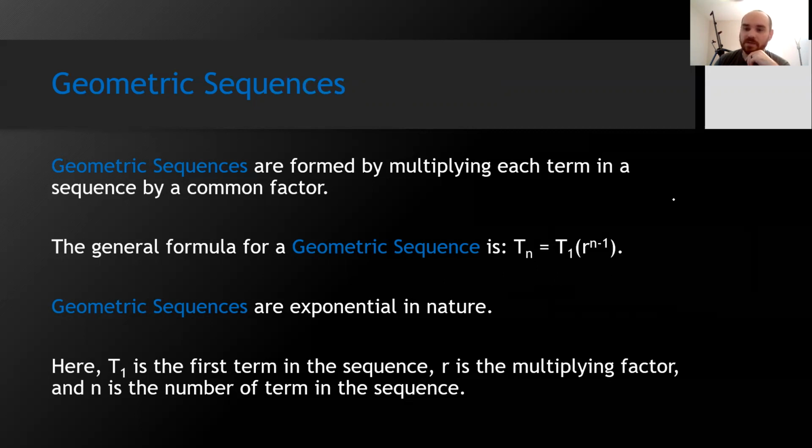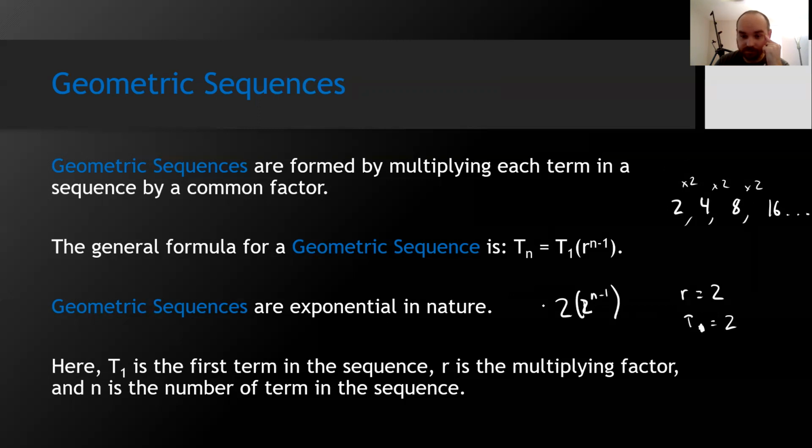So like, let's say I had the sequence 2, 4, 8, 16, and then it'd be 32 and so on and so forth. But basically just doubling every time. I'm multiplying by 2, multiplied by 2, multiplied by 2. Okay, so that forms a geometric sequence. My r value in this case would be 2. My T sub 1 would be 2, not my T sub n. So I'd have 2 times 2 to the n minus 1 equals T sub n.